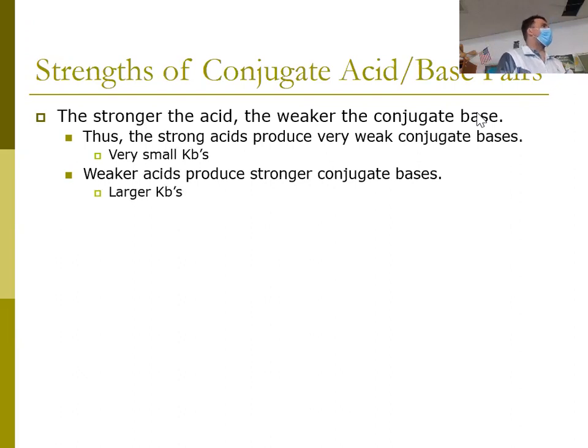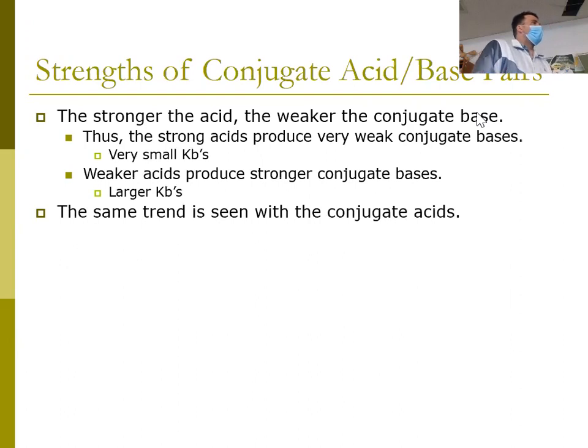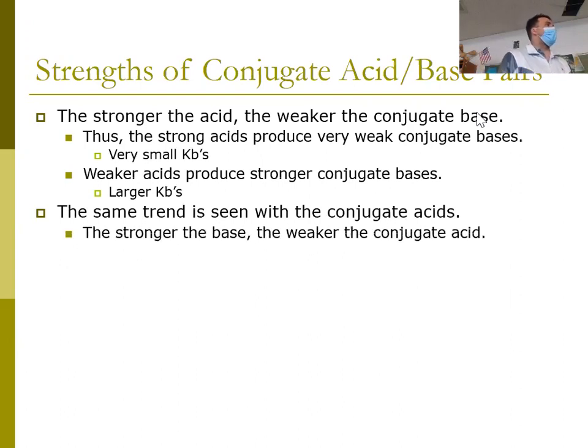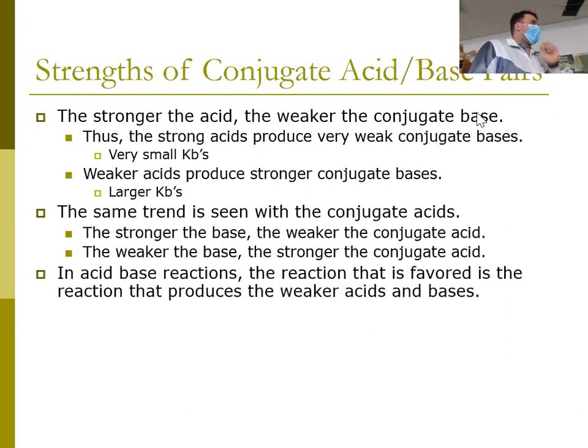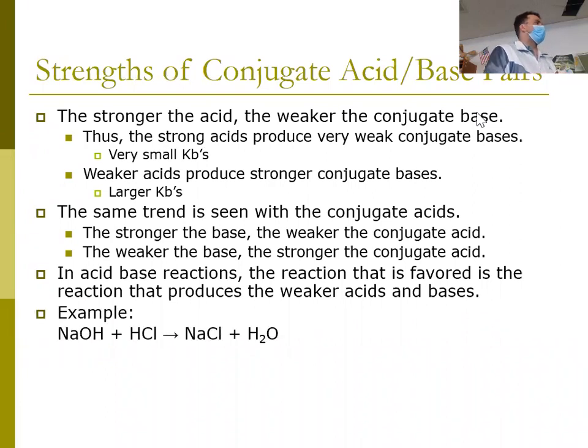That means their Kb values are larger. This is the same thing with conjugate acids. The stronger the base, the weaker the conjugate acid. The weaker the base, the stronger the acid. So in an acid-base reaction, the reaction that is favored is the reaction that produces the weaker acids and bases. Okay, the weaker acids and bases. Example.